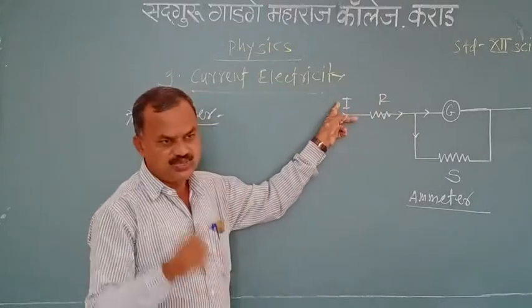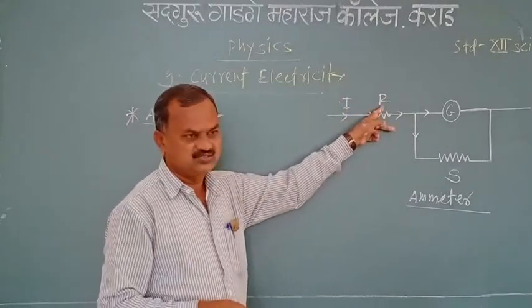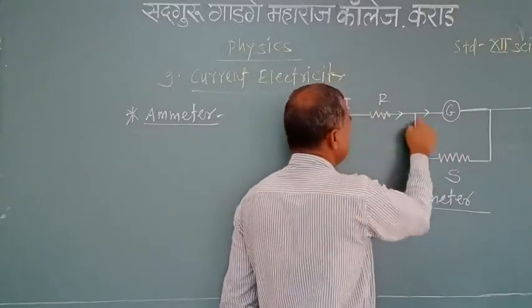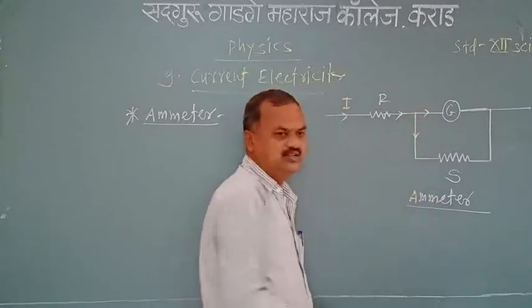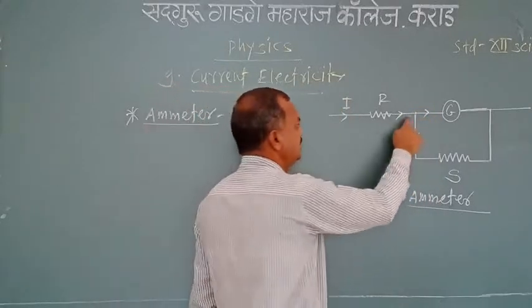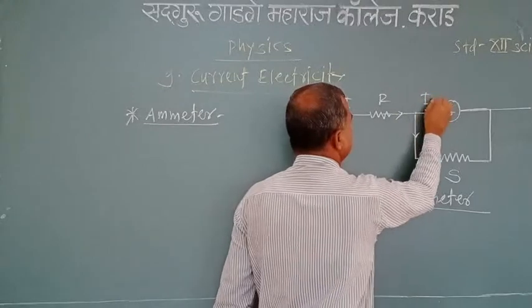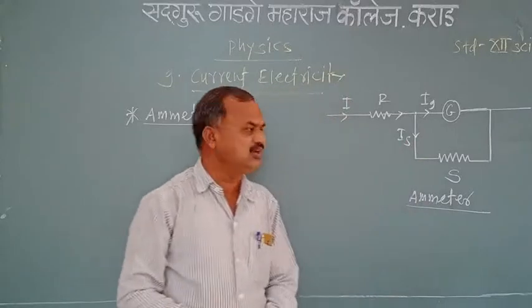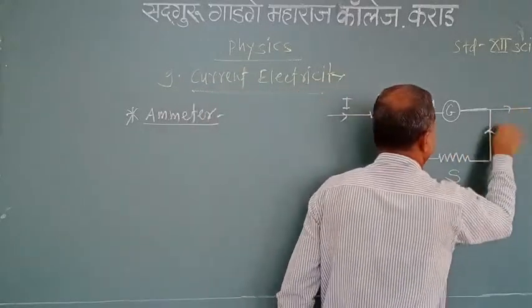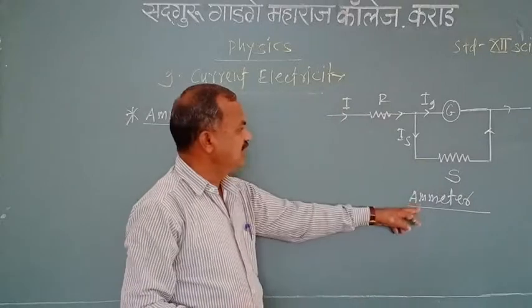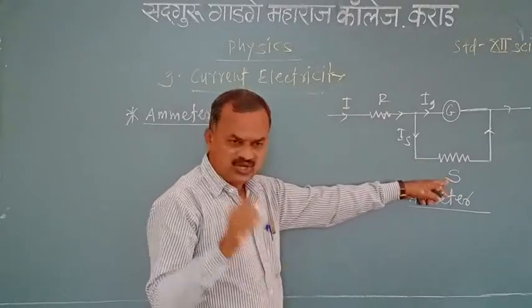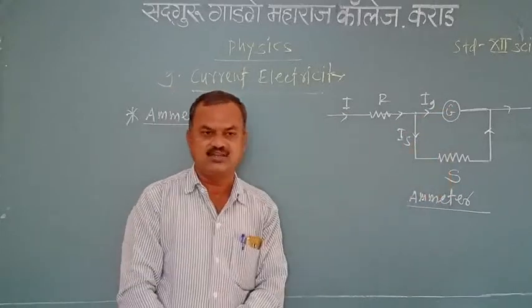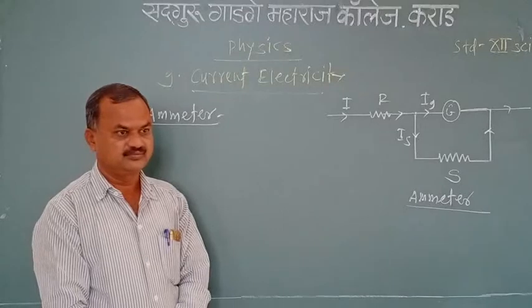Here I is the current to be measured, R is the resistance, G is the resistance of coil of galvanometer. This is total current flowing through the circuit. At this point, you see junction point within that circuit. At this point current divides. Current Ig flows through G and current Is flows through S. In order to convert that moving coil galvanometer into an ammeter, a very low resistance is connected in parallel with coil of galvanometer, such resistance is called as shunt resistance.